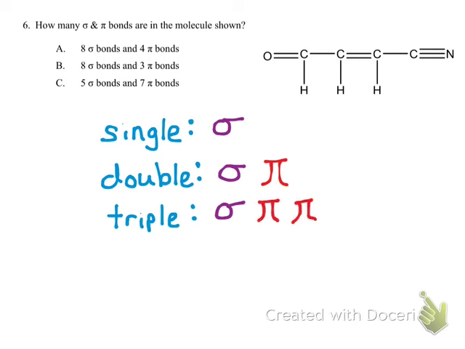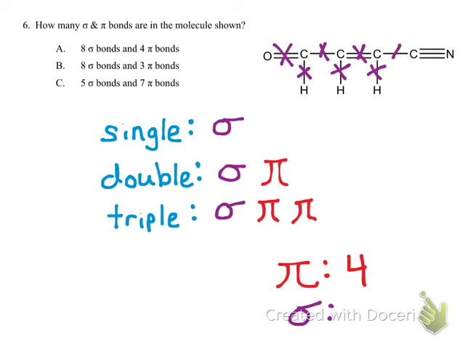Okay, so let's go through and first count the number of pi bonds in our molecule here. So our pi tally, which sounds delicious, is 1, 2, 3, and 4. For our sigma bonds, remember every bond has a sigma bond in it. So I'm just going to go through and tally them out. So there's 1, 2, 3, 4, 5, 6, 7, and 8. So we have a net total of 8 sigma and 4 pi bonds.